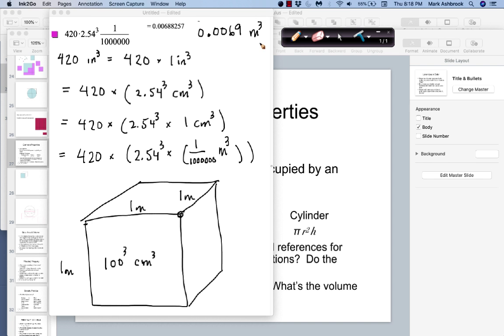So just a small fraction of a meter cube would be one of those shoeboxes. So here's that meter cube. So just one small fraction would be that shoebox.